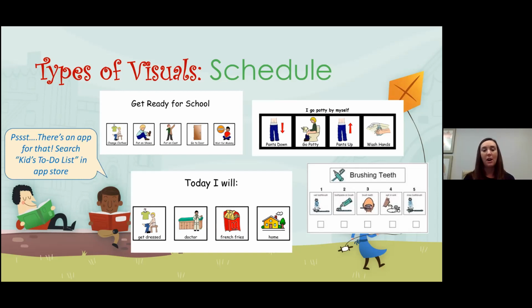Our example at the bottom, so I know our kiddos really don't enjoy going to doctor's appointments. Lots of our kids have lots of doctor's appointments. So to help prepare them for that, we might use a schedule. First, we'll get dressed, we'll go to the doctor, then we'll go by McDonald's and have lunch, and then it'll be time to go home.